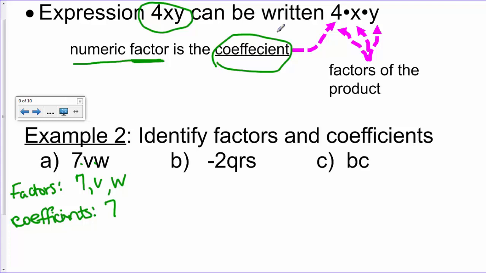On b, what's being multiplied is -2, q, r, and s. We can say that those are all being multiplied together. And our coefficient is the numeric factor, which is -2. We have b and c being multiplied, but it still wants to know our coefficient. Whenever it does not show the coefficient, it is understood to be 1, because I can multiply 1 times this and it's not going to change the value. So the coefficient here is 1.